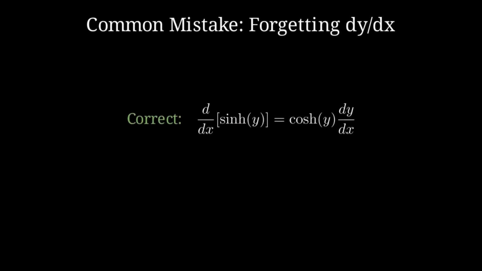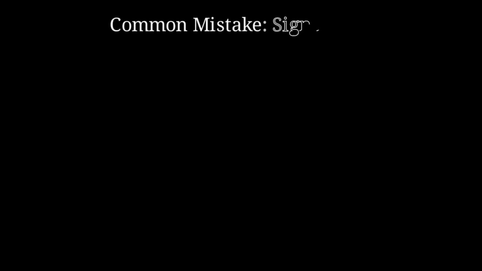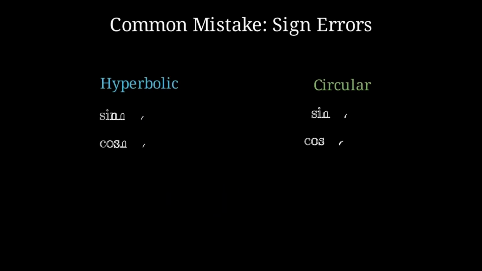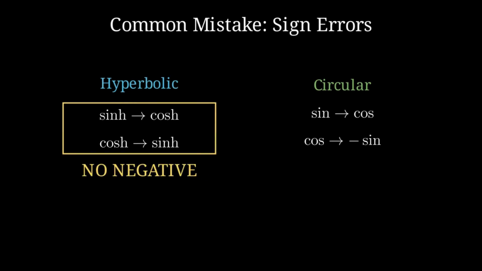The most common mistake is forgetting to multiply by dy/dx when differentiating a term with y. Remember, you are differentiating with respect to x. If the variables don't match, the chain rule must produce that dy/dx term. Another frequent error is carrying over signs from circular trigonometry. In hyperbolic calculus, the derivative of cosh is positive sinh. Don't let your habits from sine and cosine lead you to add a negative sign where it doesn't belong.